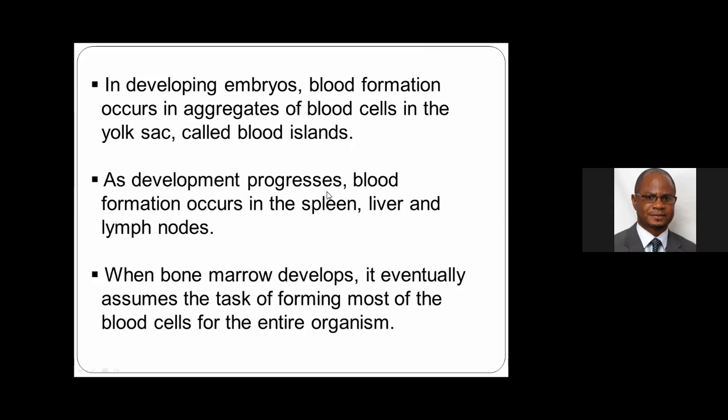And as the development progresses, the formation occurs in the spleen, in the liver, and in the lymph node. This is very important. So in the embryo, you're going to have the blood development from yolk sac, then the spleen takes over, then the liver and the lymph nodes. Then later on, when bone marrow develops, it will then assume the task of forming most of the blood cells for the entire organism, okay?